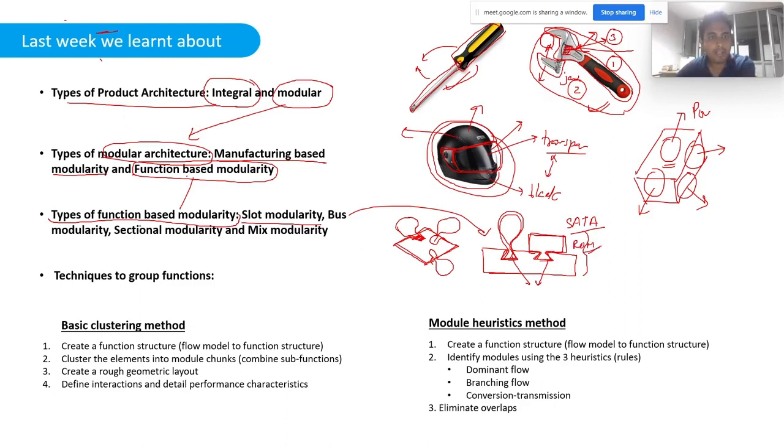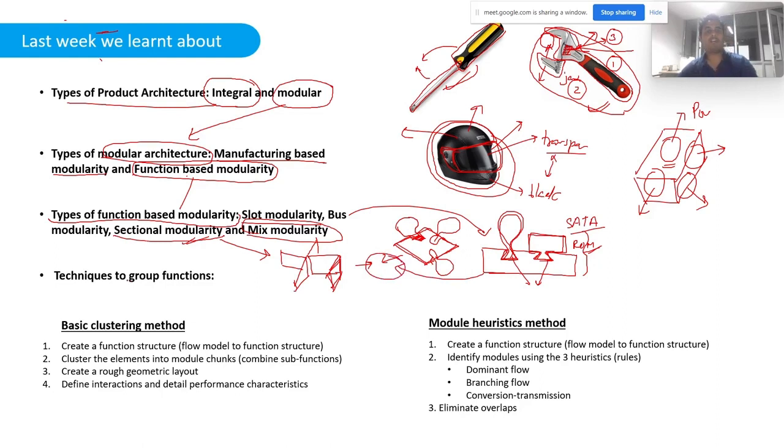Okay. Then we have sectional modularity. In sectional modularity, we have some sections, like we see in office rooms. Those sections can be arranged in a particular way to make a unique architecture to serve the overall functionality. This kind of modularity is called sectional modularity. And at the end we have mixed modularity, where we use a mix of all three types of modular designs.